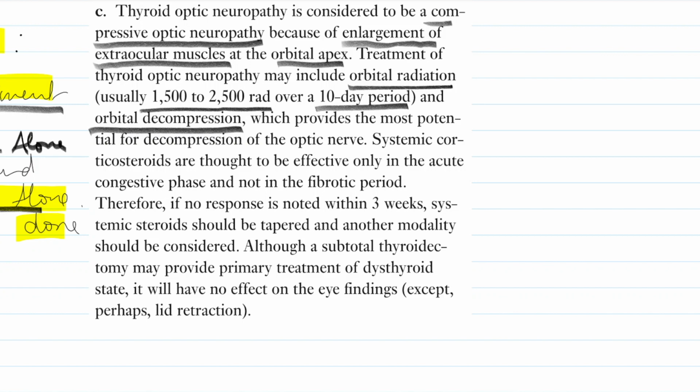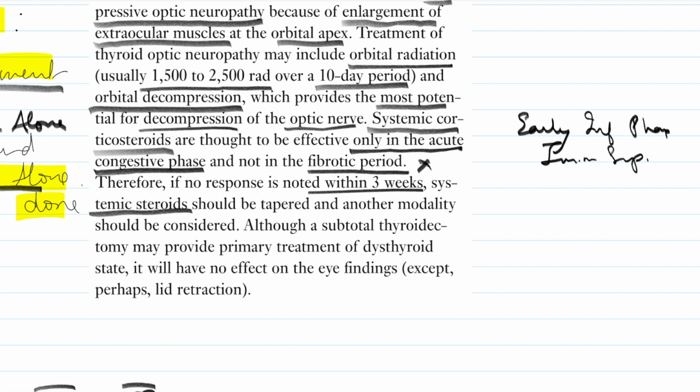Systemic corticosteroids are thought to be effective only in the acute congestive phase, as I told you. It's only in the early inflammatory phase that immunosuppression actually makes sense. You can't give immunosuppression randomly and just expect some magical thing to happen. It has the most potential in the early phase, which is the congestive inflammatory phase, and in the fibrotic period it doesn't have much use.